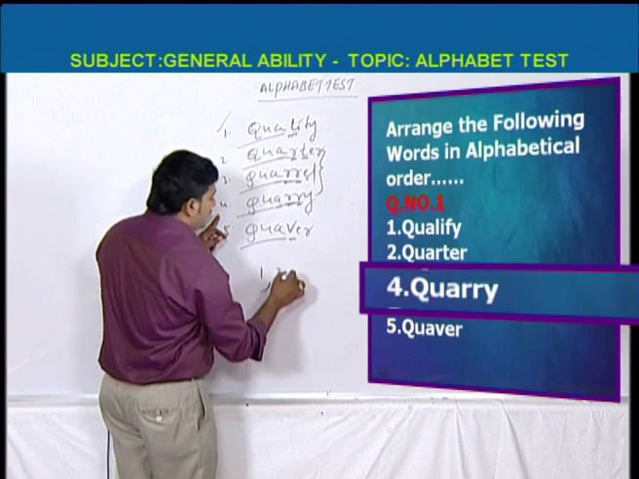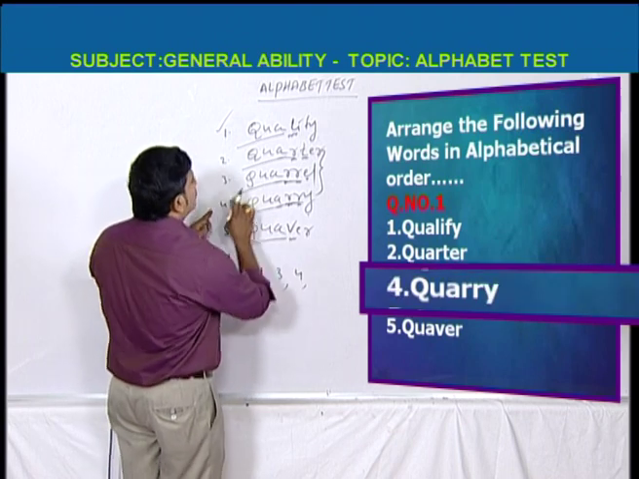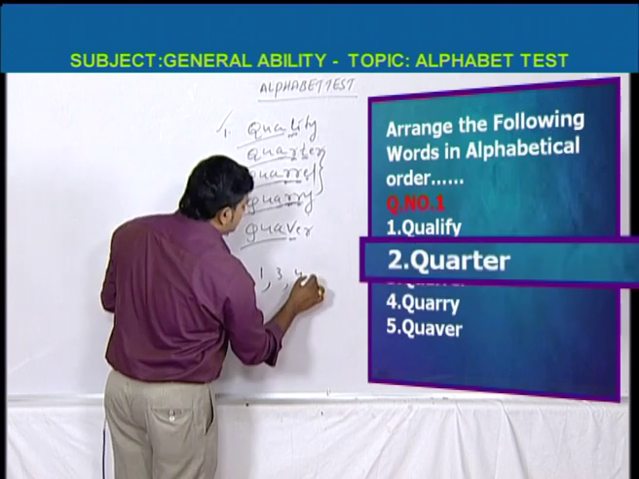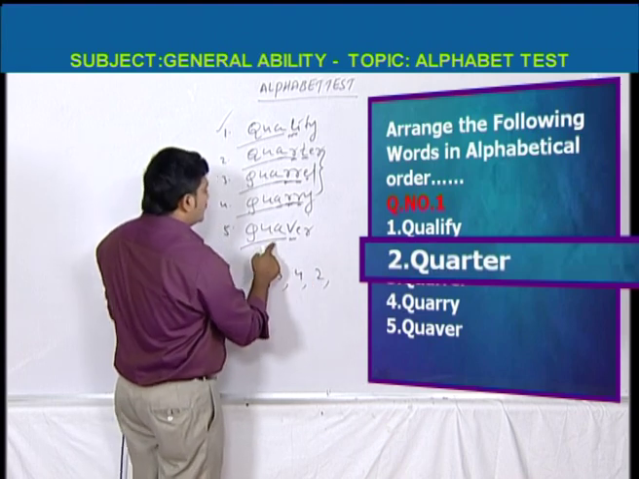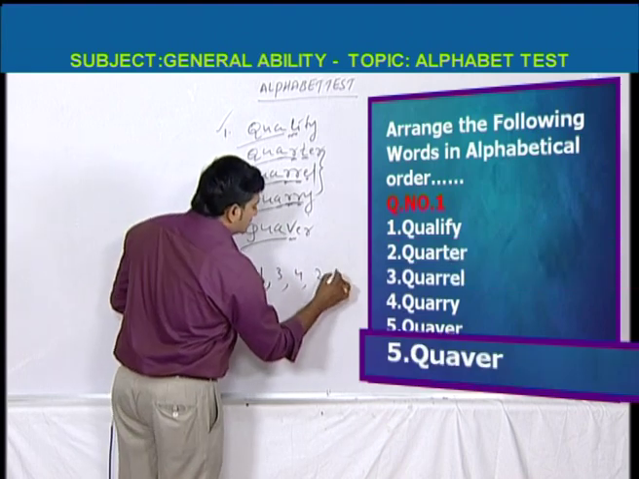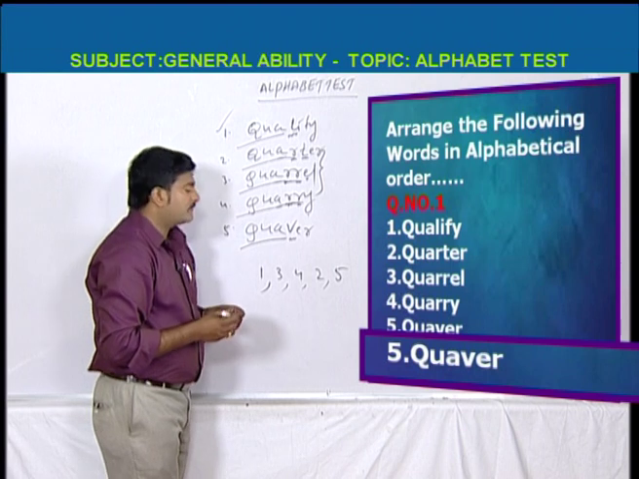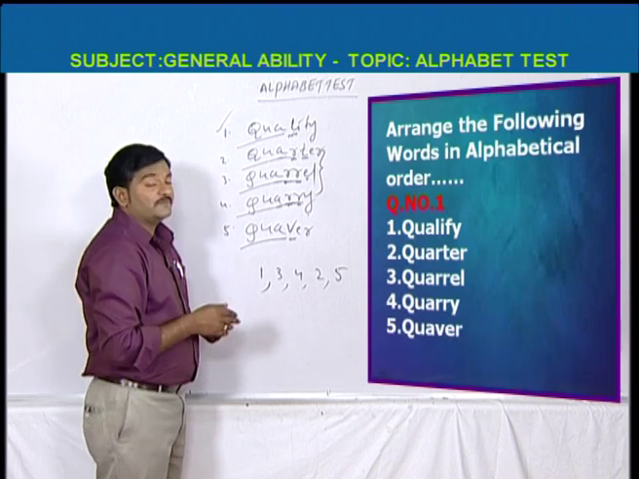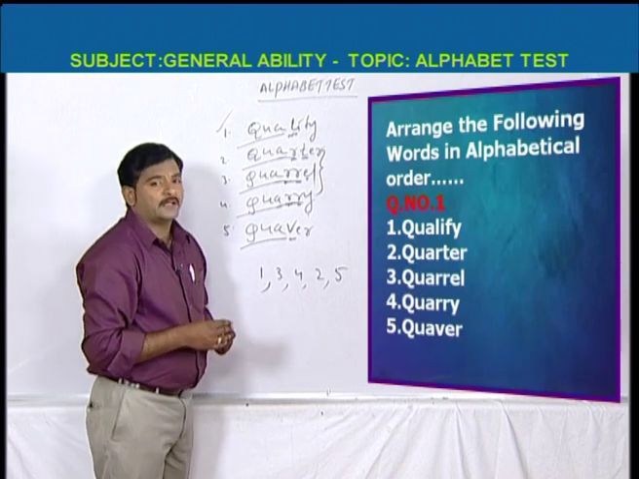After the third word, you will get the fourth word. After the fourth word, obviously you will get the second word. And finally QUAV. So hence this is the order of the given words. What is the order of the given words? 1, 3, 4, 2, 5. This is the order in dictionary order.